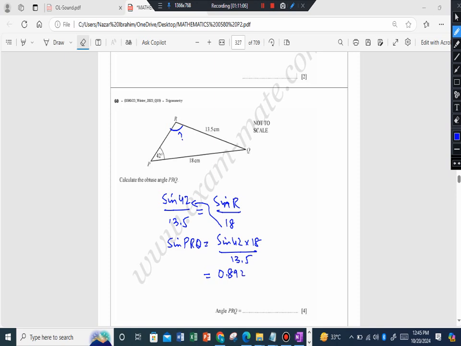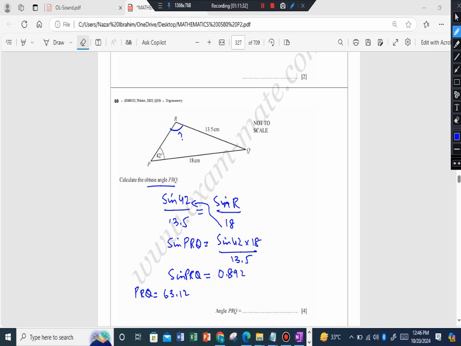And if I take the inverse of that, let's see what angle comes. Shift sine inverse 0.892, 63.12. So I am getting 63.12, but the issue is that this is not the required angle. Why? Because it has been asked about the obtuse angle and this is an acute angle, right?